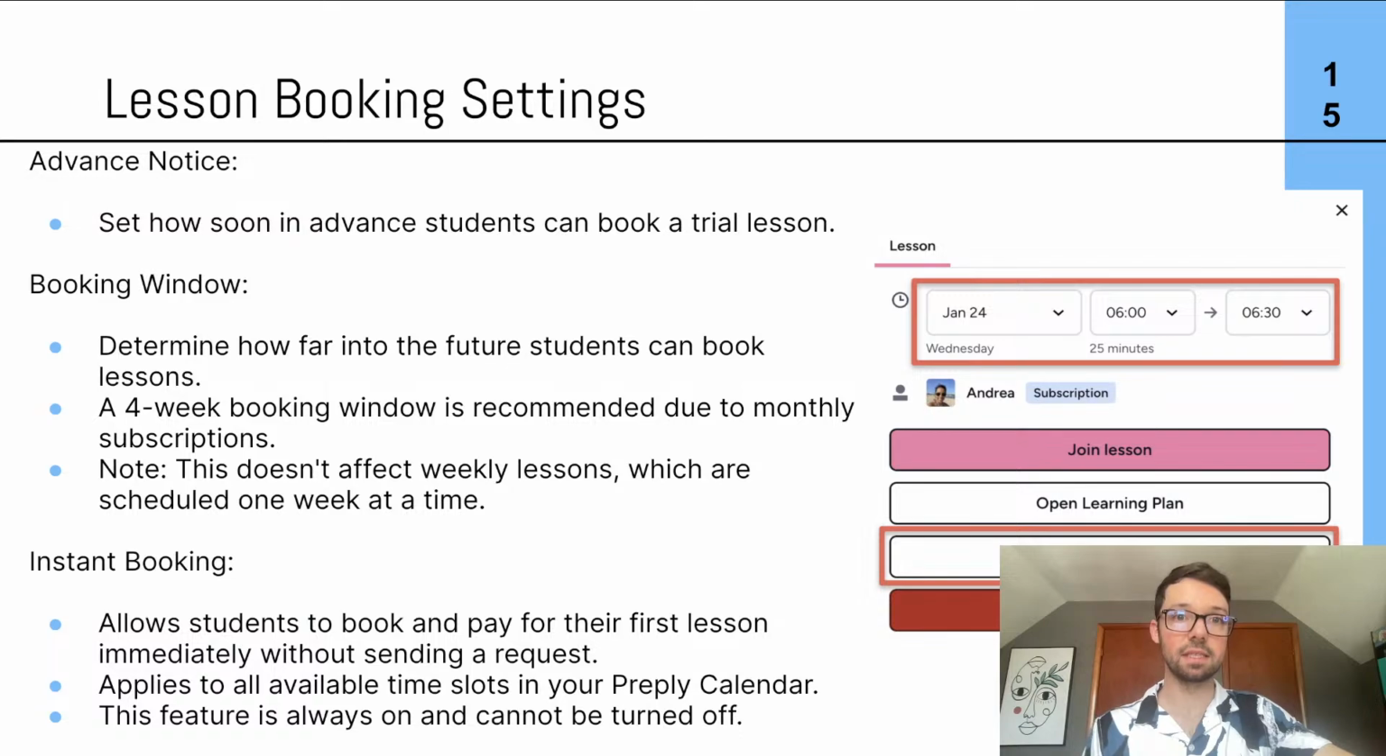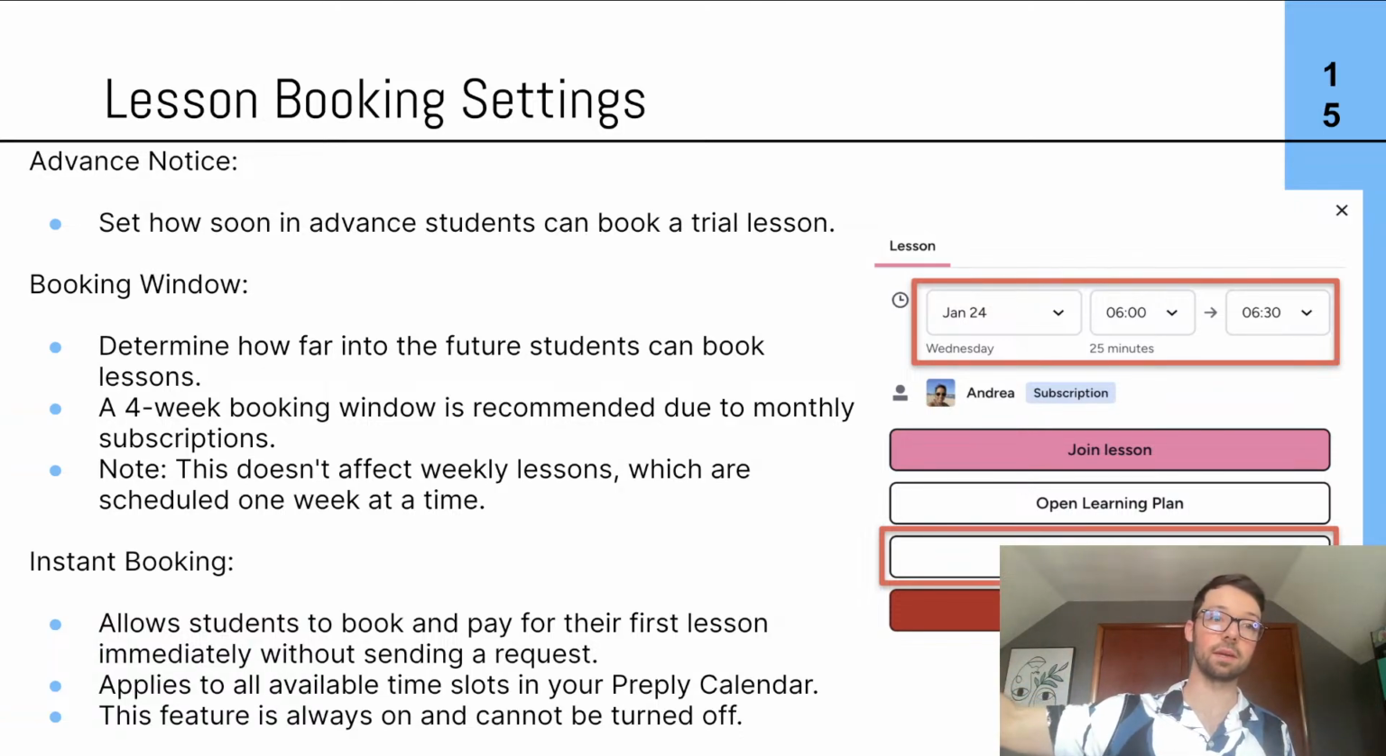So lesson booking settings. You could put down your advance notice. So you could set how soon in advance students can book a trial lesson with you. A trial lesson is a first lesson, right? The booking window. So you could determine how far into the future students can book lessons. A 4-week booking window is recommended due to monthly subscription. So some students are on Preply for the month. So maybe putting up your availability for 4 weeks in advance could be a recommendation right there. This doesn't affect weekly lessons, which are scheduled 1 week at a time.